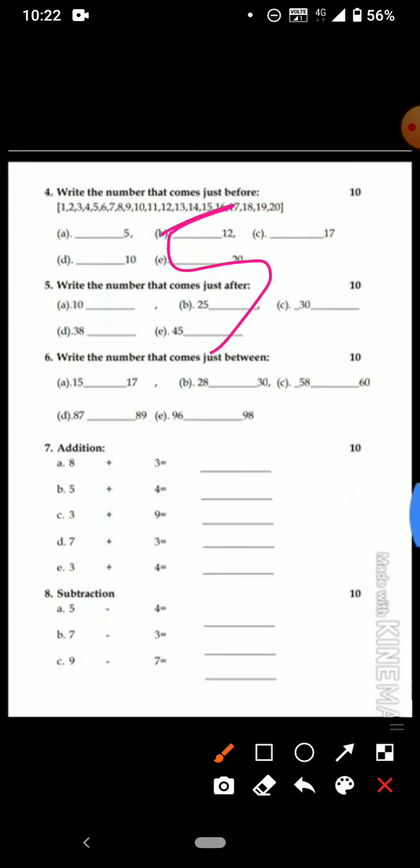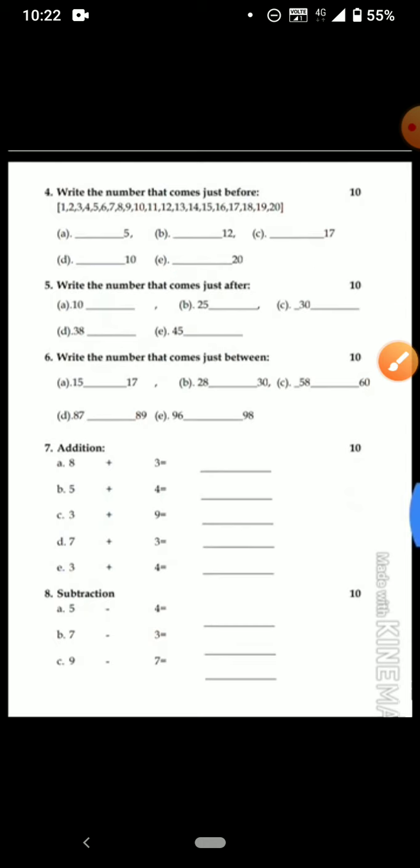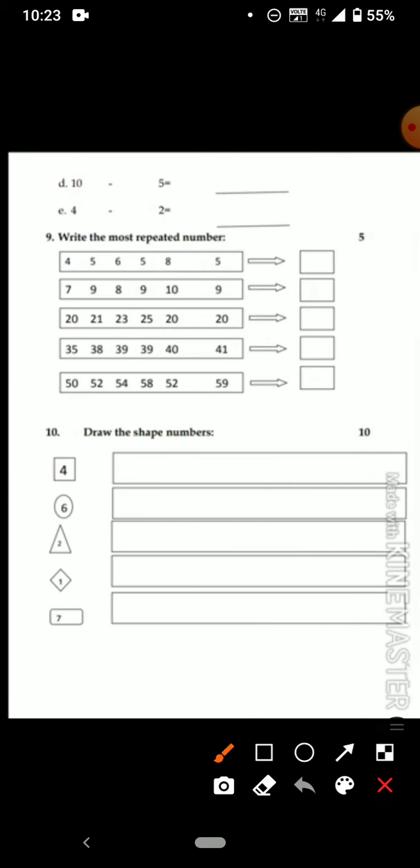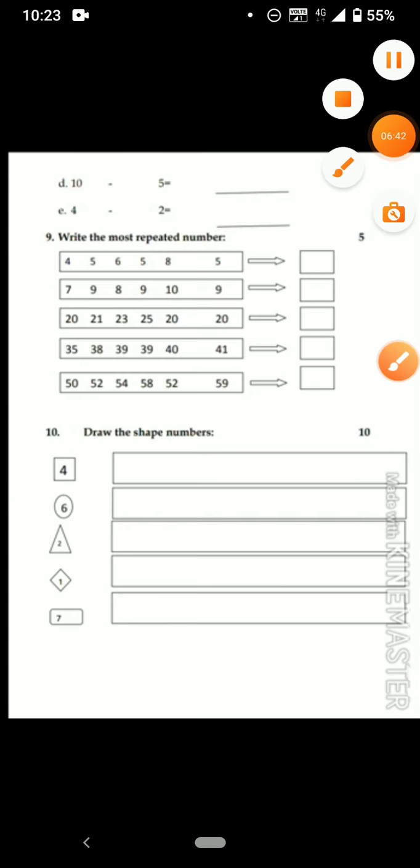Next, subtraction I'll explain later. 5 minus 4 means you should cut off 4. So 1, 2, 3, 4, then we get 1 as the answer. I'll explain this in the next video also. So I'm directly writing 5 minus 4, 1. 7 minus 3, 4. 9 minus 7, 2. Next also they have given, you can see, 10 minus 5, 5. 4 minus 2, 2.